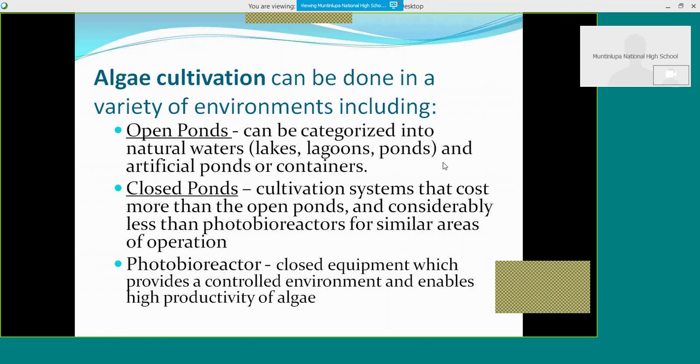Algae cultivation can be done in a variety of environments, including open ponds, closed ponds, and photobioreactors. Open ponds can be categorized into natural waters, lakes, lagoons, ponds, and artificial ponds or containers. Closed ponds are cultivation systems that cost more than open ponds and considerably less than photobioreactors for similar areas of operation. Photobioreactors are closed equipment which provide a controlled environment and enable high productivity of algae.